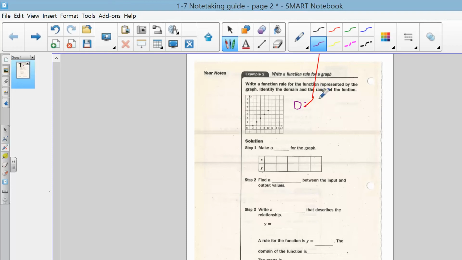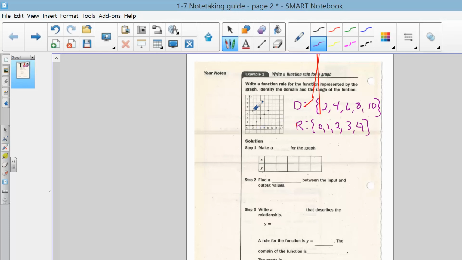My domain is the set of points 2, 4, 6, 8, and 10. And my range is the set of points 0, 1, 2, 3, and 4. So my domain is the set of all the inputs.